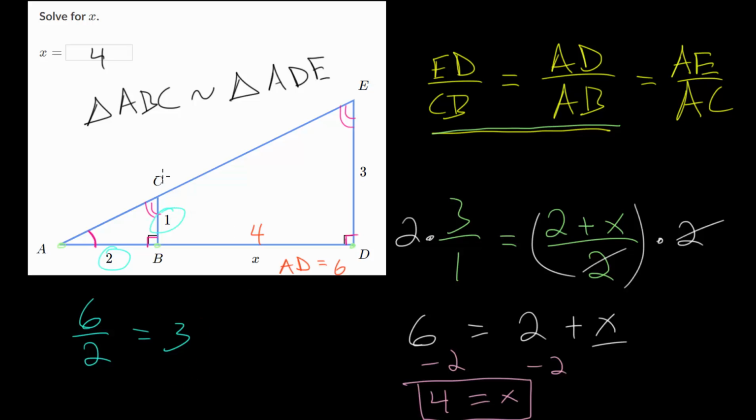But you can see that's true when we look at CB and we compare it to its corresponding side in the bigger triangle. We again are multiplying by 3. So in both cases, that proportionality constant was the same number, which helps us feel confident that this is in fact the correct answer.